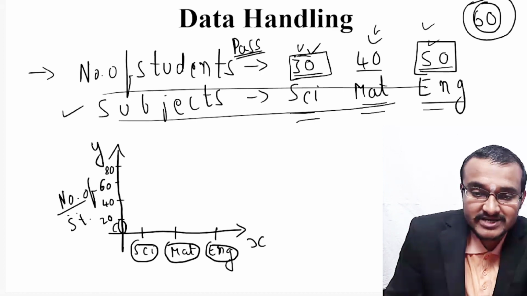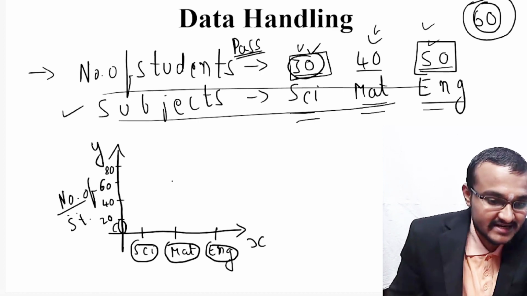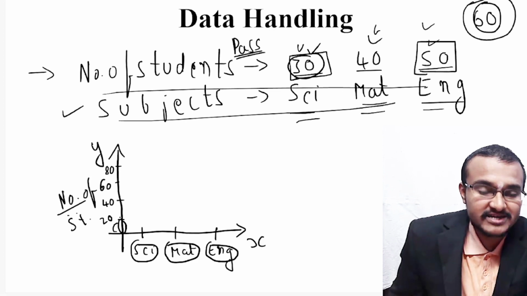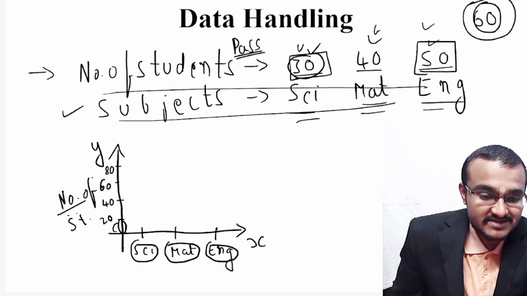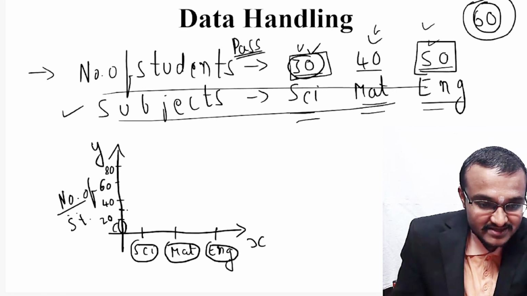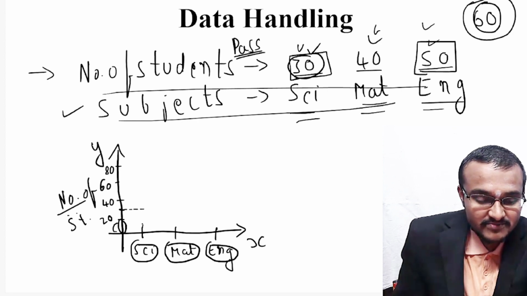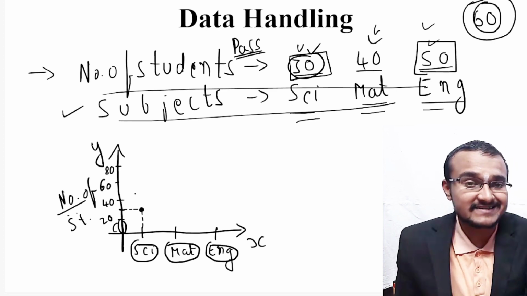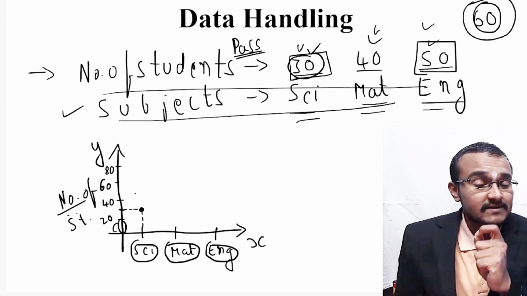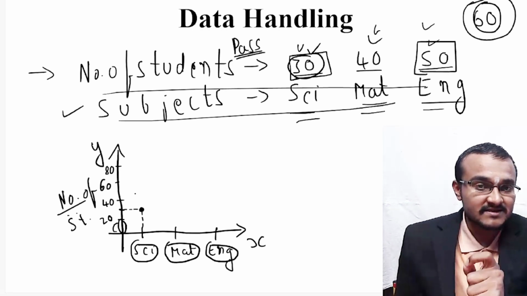We have 30 students passing in science subject. So this is a particular data. 30 will be in between 40 and 20. So the half unit which is in between 20 and 40 will account for your 30. So this particular point is 30. From here to here you draw a perpendicular line, and you draw another perpendicular line from this science subject. The intersection of these two perpendicular lines will be your first point, where this particular point is conveying you 30 students passed in science subject.